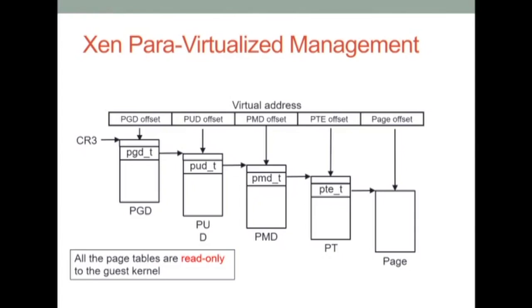So it can be read by the guest kernel. But the Xen hypervisor will set those page tables as read-only, so that the guest kernel, even though it is malicious, cannot directly modify the content of these page tables. Okay, this is the basis of the security of Xen Para-Virtualization.